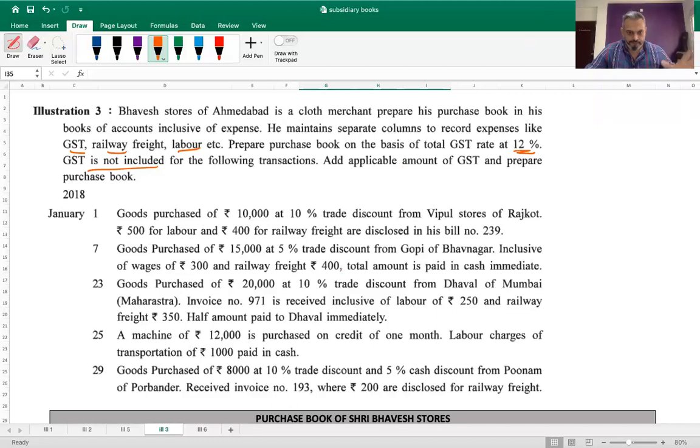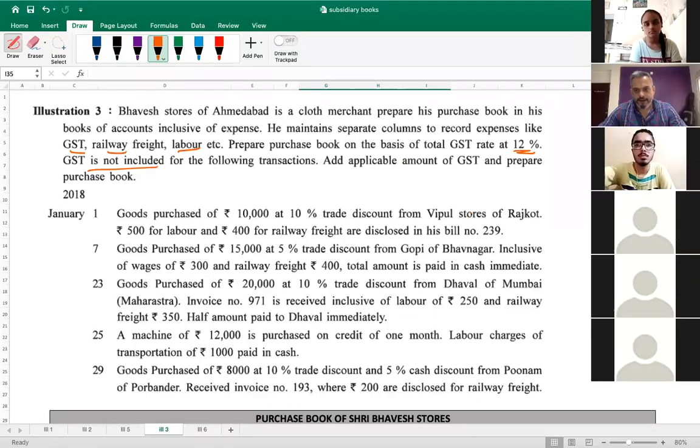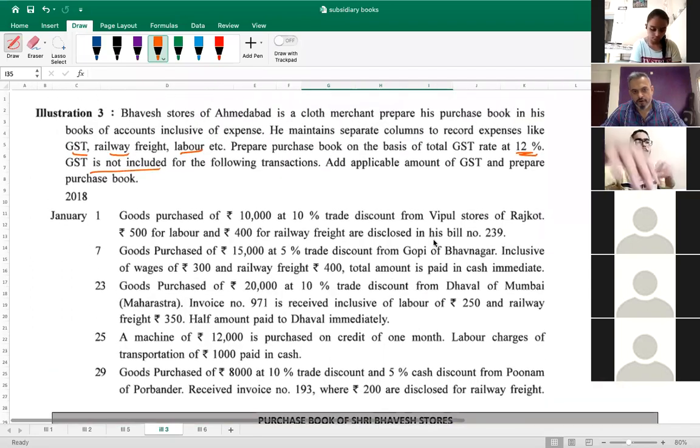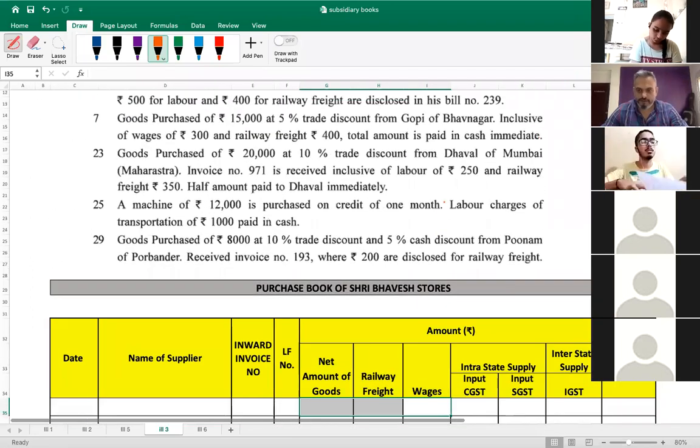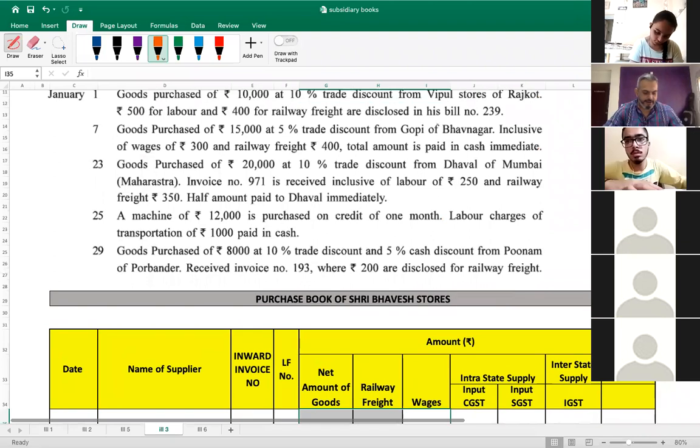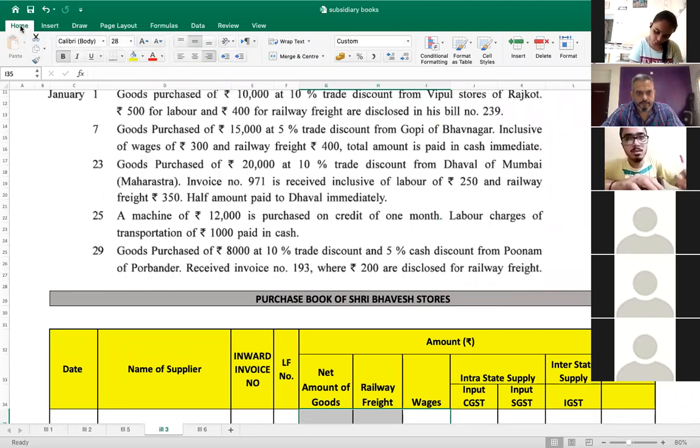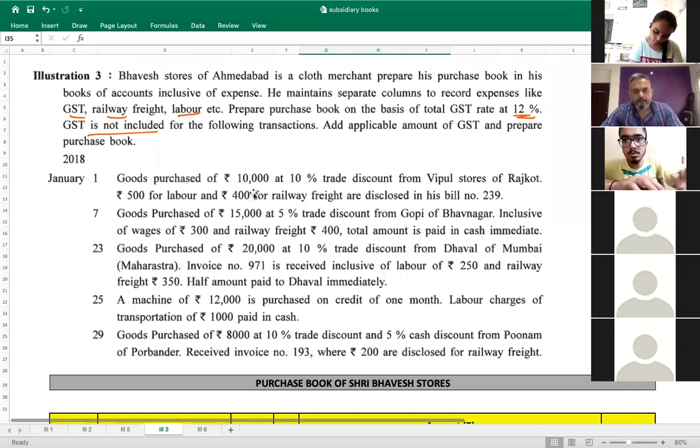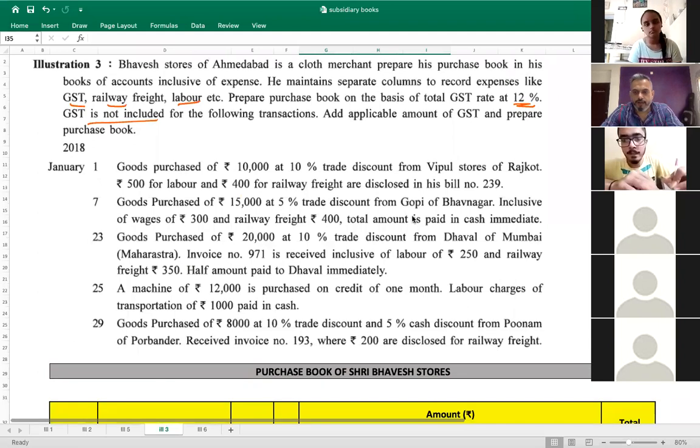Now, write the heading please. Write the heading: Purchase book of Sri Bhavesh Stores. If you have not written, write the heading. Now, let's see the first one.